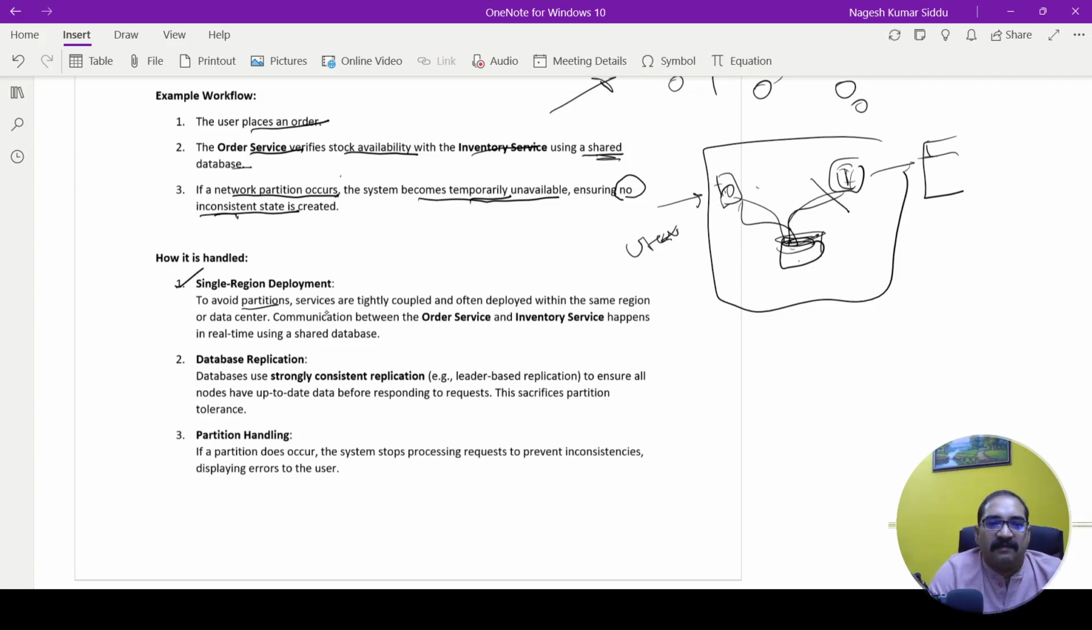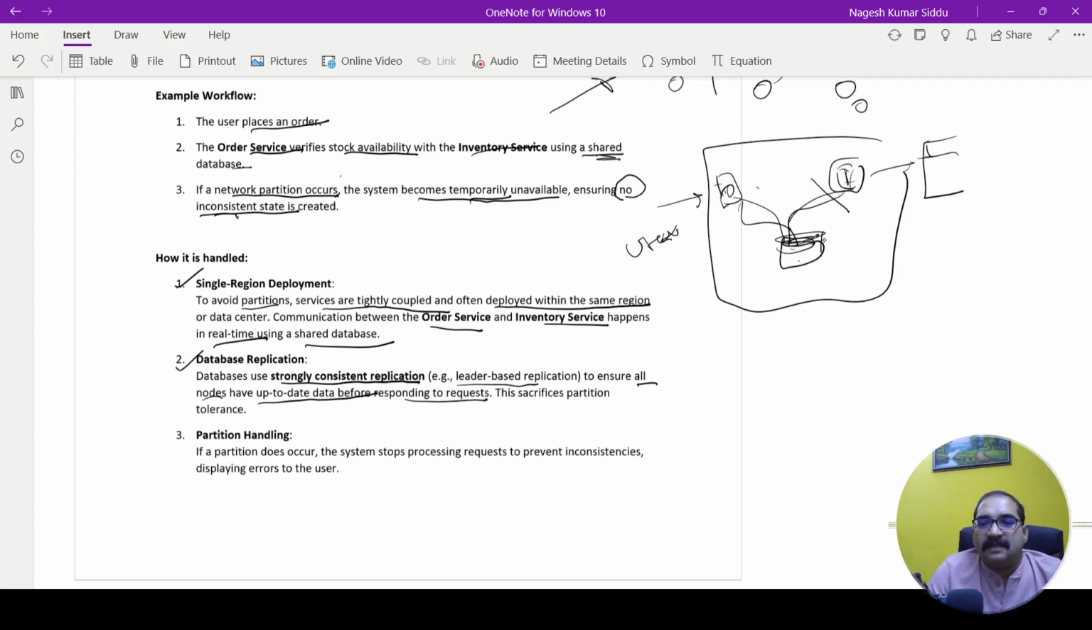That means network failures. Services are tightly coupled and often deployed within the same region or the data center. Communication between the order service and inventory service happens in real time using a shared database. Now, database replication: databases use strongly consistent replication. This is called leader-based replication. We'll explain it later in some other video. It ensures all nodes have up-to-date data before responding to a request.